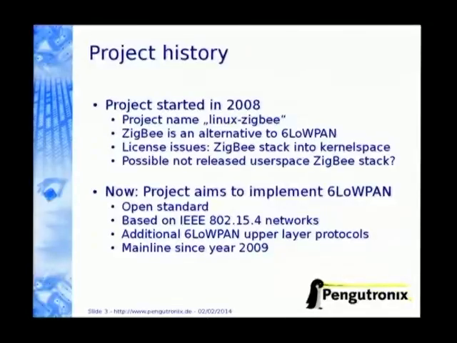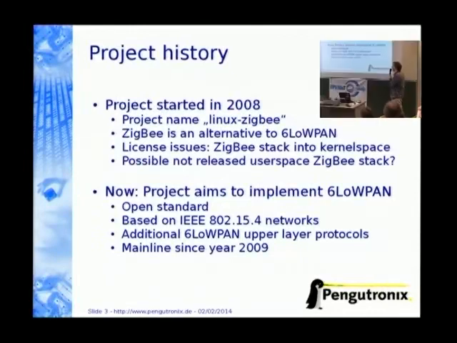So the project history. The project started in 2008, but the project has a name Linux Zigbee, and I think all of you know what Linux is, but what the hell is Zigbee? The thing is, we don't make any Zigbee implementation in this project, and some people get confused and ask a lot of Zigbee questions on the mailing list. But we don't make any Zigbee. Zigbee is simply an alternative to 6LoWPAN, running on top of the IEEE.4.